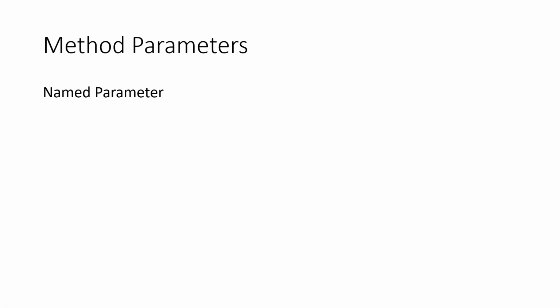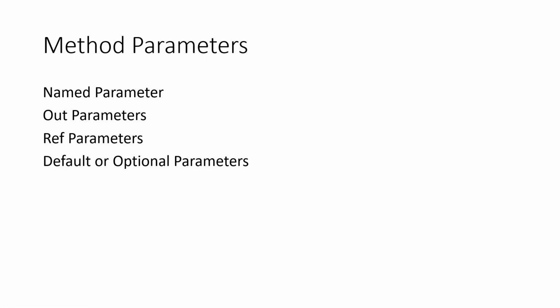We have the named parameter, which we can pass to a method using the name. With this, we don't have to pass it in the order specific to the method signature. We also have the out parameter. Using the out keyword, we can define out parameters in a method. We can use this to return multiple values from a method. We have the ref parameter, which is where we pass in the parameter by reference.